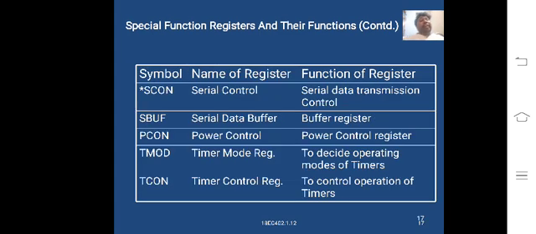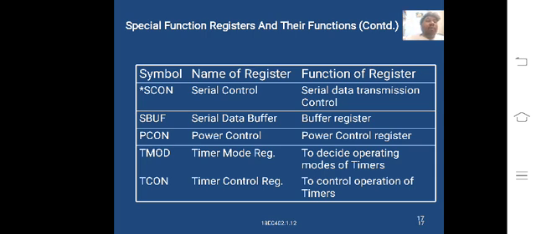The symbol SCON. The name of the register is serial control. The function of the register is serial data transmission control. SBUF, serial data buffer. The function of the register is buffer register.